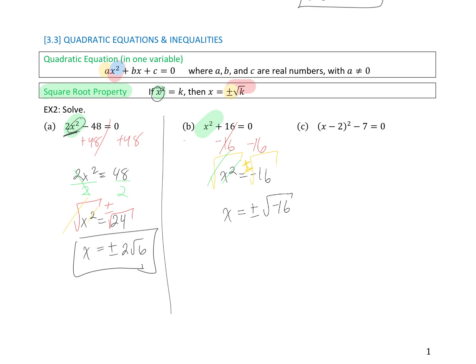Oh, we have a negative under the radical. So if we're not solving over complex numbers, we would say there is no real solution. But if we were solving over complex numbers, we would switch this into the complex number form and write it out as 0 plus or minus 4i.